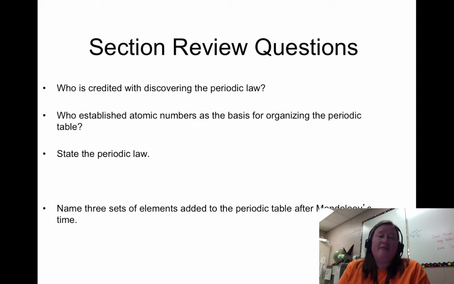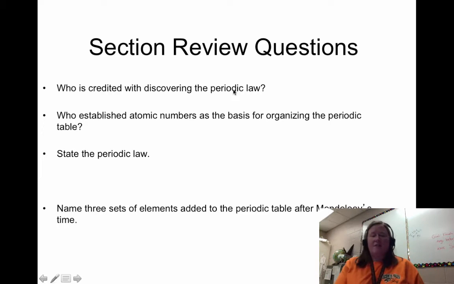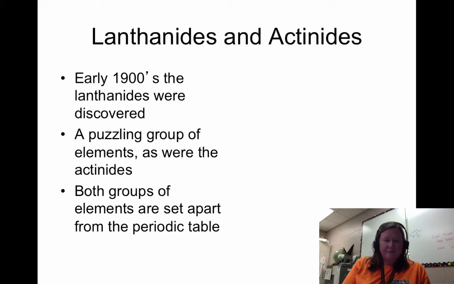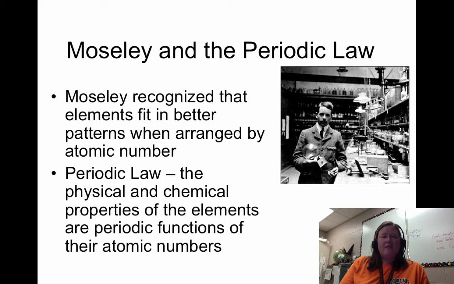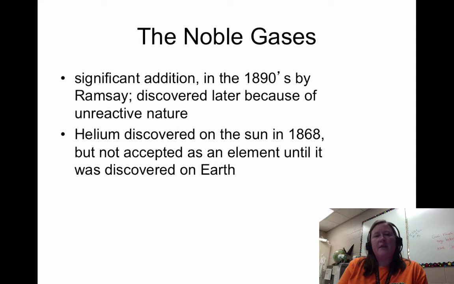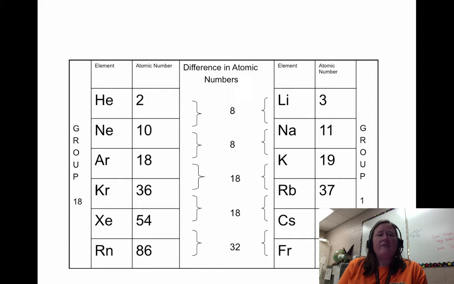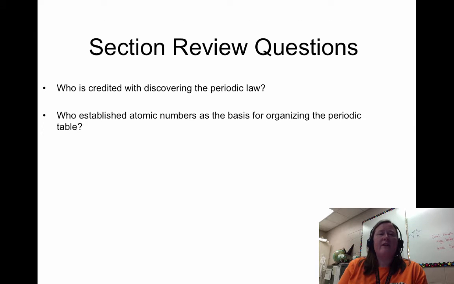Okay, if you've paused it and you're coming back now, we can go through the answers to these questions. Who is credited with discovering the periodic law? Even though the periodic law involves the fact that the periodic table is a function of the atomic number, that physical and chemical properties of elements are periodic functions of their atomic numbers, this periodic law wasn't defined as it is seen today until Moseley gave it that definition. Mendeleev was credited with discovering periodic law.